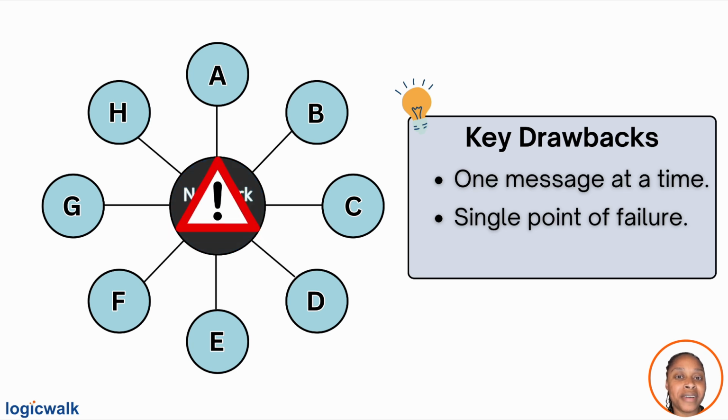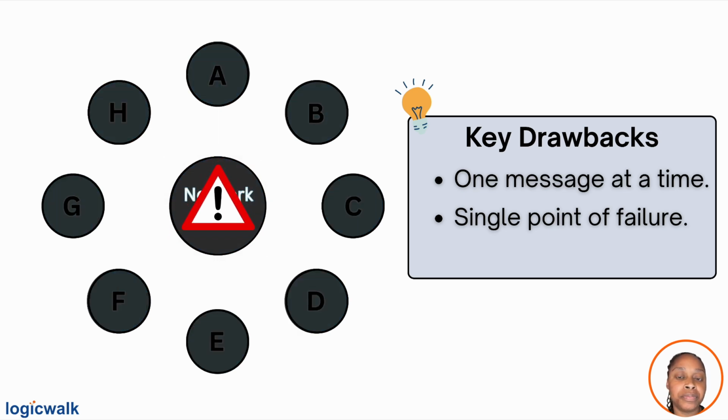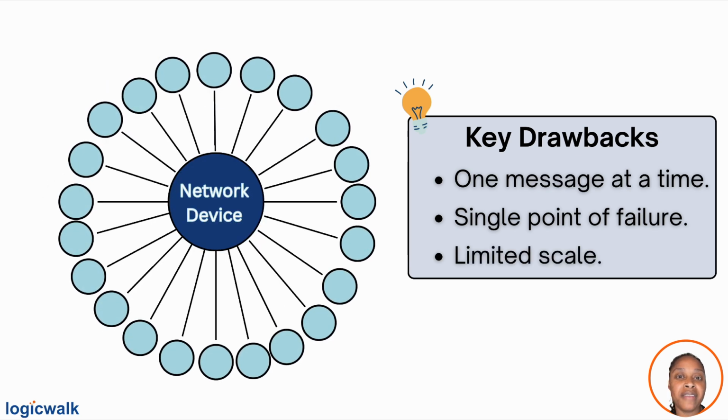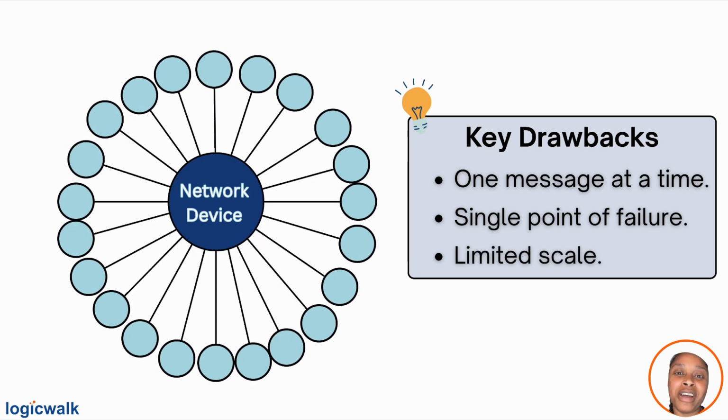Second, the network device is a single point of failure. If that one network device goes down, all computers lose their connections. And finally, this network has limited scalability. Even the largest network devices top out around 100 ports, so you can't hook up hundreds of thousands, let alone billions of computers to a single network device.